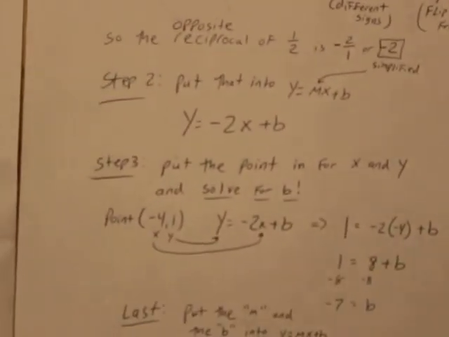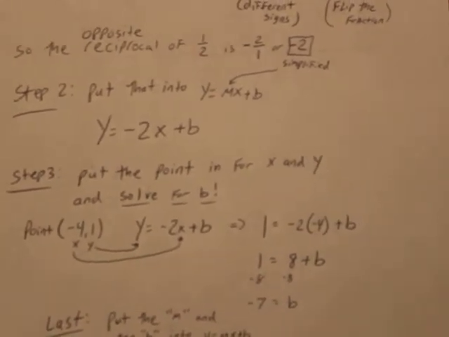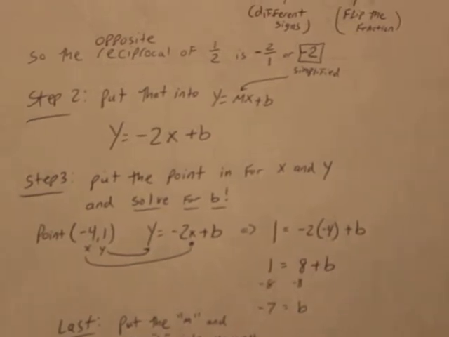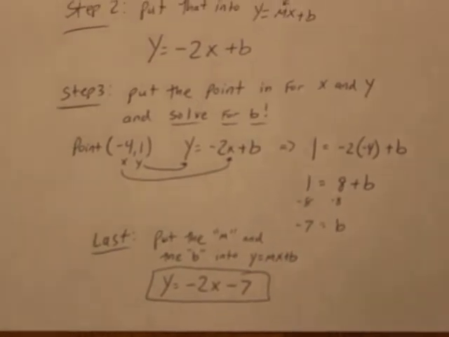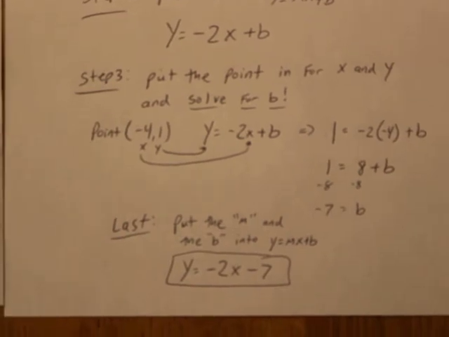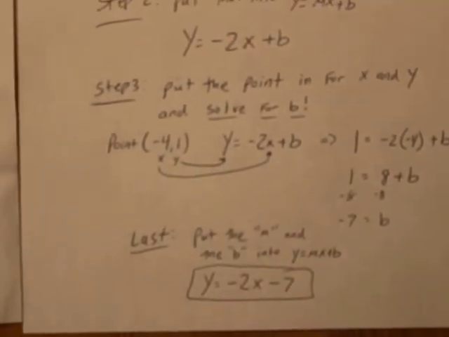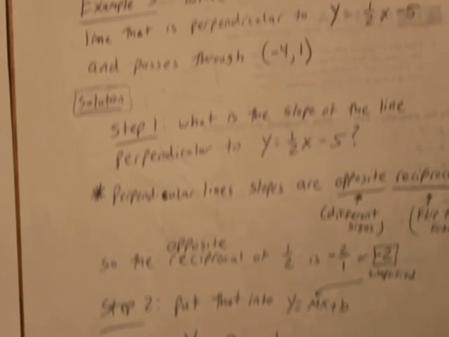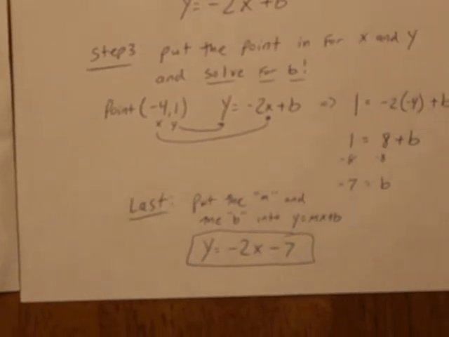So I'm going to substitute that in for the x and the y and solve for b. And when I solve for b, I get negative 7. And I put the m and the b into the equation. Y equals negative 2x minus 7. How do I know this answer is correct? Well, it's perpendicular to the original line, because that line has a slope of 1/2. This one has a slope of negative 2. And this point here, negative 4, 1, if you substitute that in there, it makes that equation true.